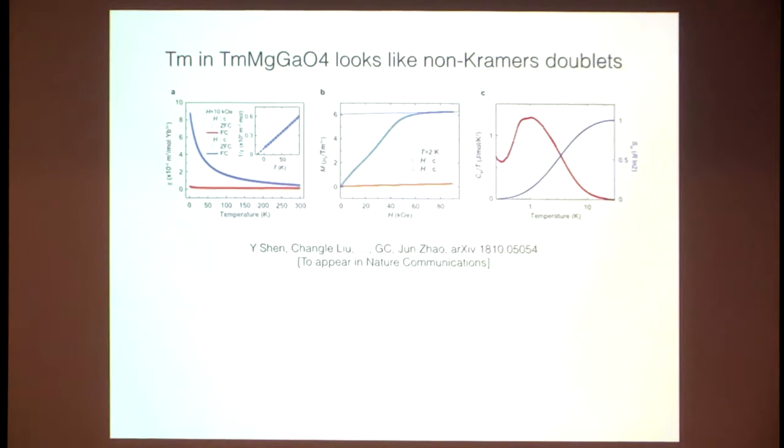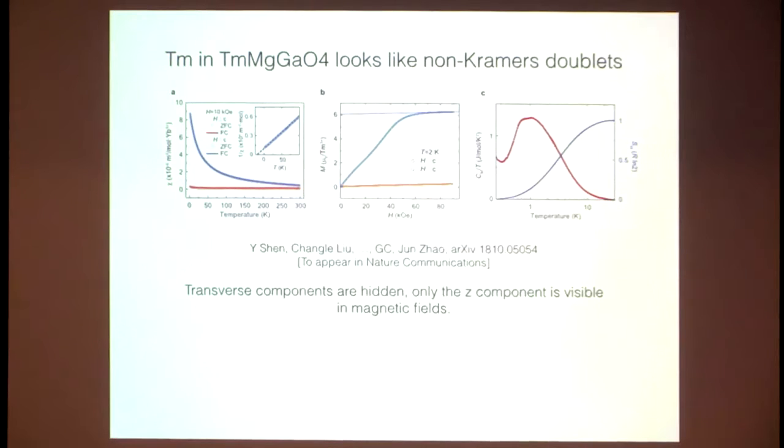This is the heat capacity. Around 1 Kelvin, there is a peak which signals a phase transition. And if you integrate the heat capacity, you see the entropy is log 2 entropy. So it's indicating the system has some kind of spin 1/2 degrees of freedom.